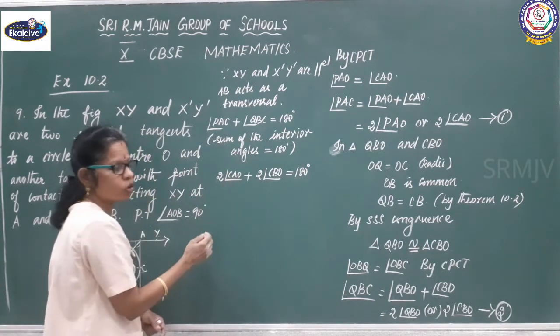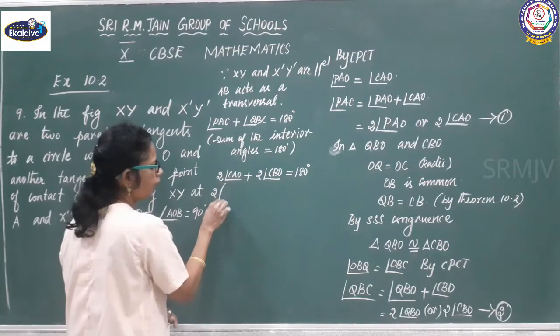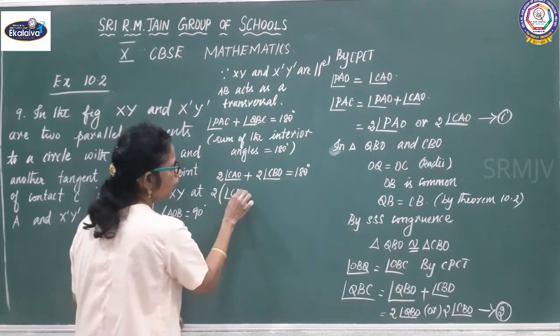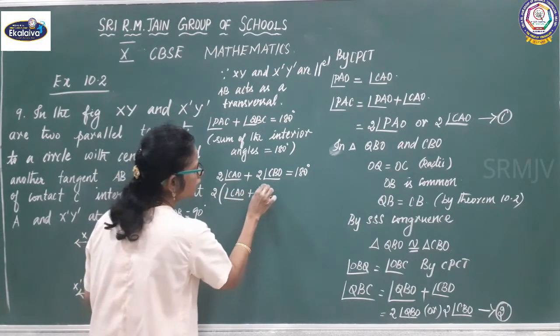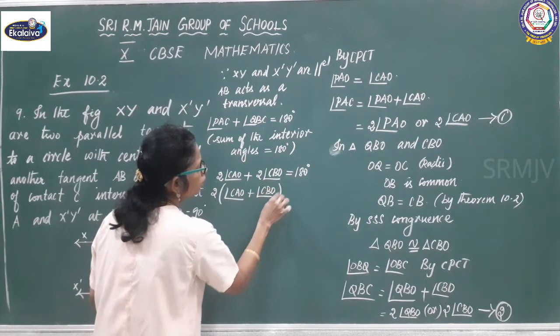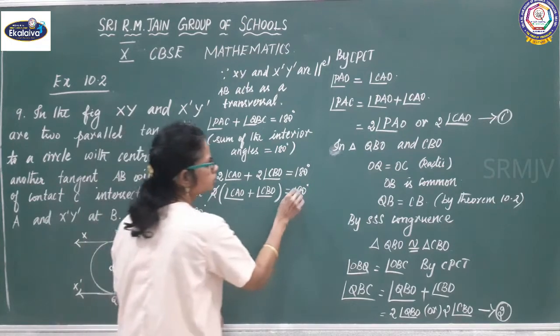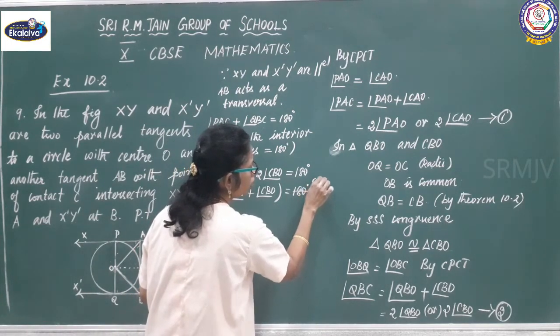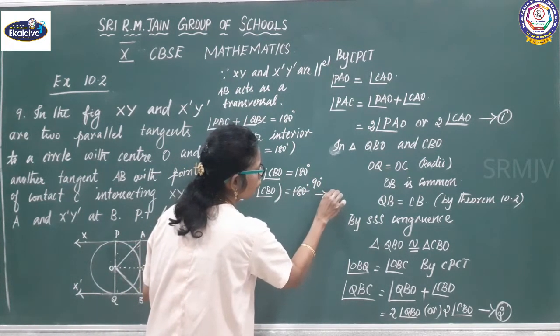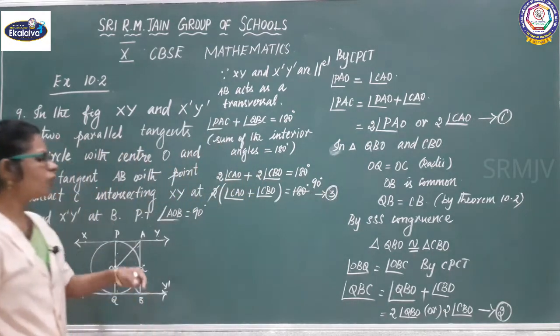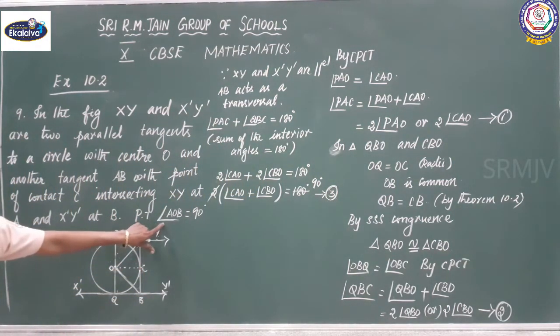In that, 2 is common. So, 2 times angle CAO plus angle CBO equal to 180 degree. 2 ones are 90. Got it? This is your equation number 3. But what they are asking to prove, angle AOB equal to 90 degree.